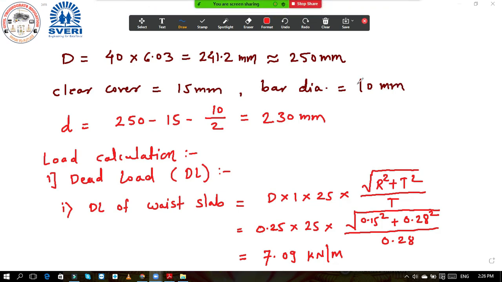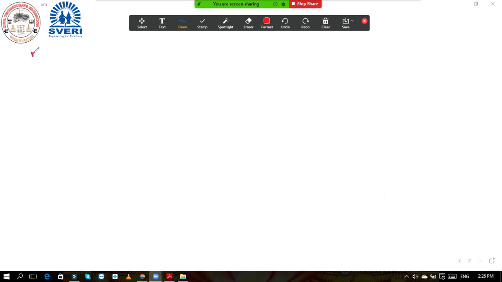So this is the dead load of waist slab, 7.09. Now we have calculated the dead load of waist slab. Then we will calculate the weight of steps.